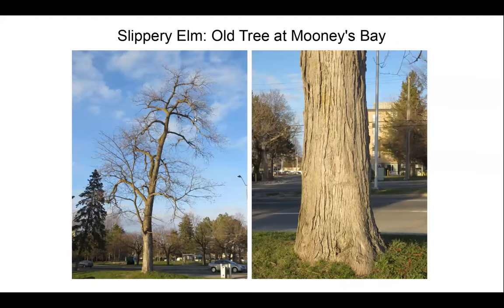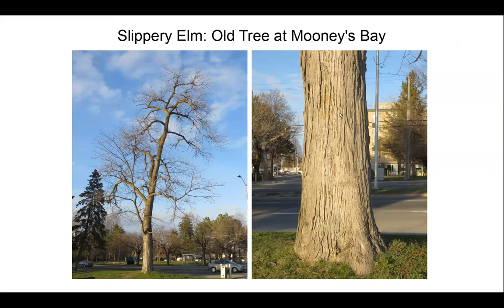Here's a large tree at Mooney's Bay. This was actually the tree that I showed in the title slide. This is it during the kind of dormant, or I guess this is flowering season. You can see again, coarse branching, not really fine branching, and very different growth form from American elm, I would say. It looks more like maybe basswood or something.